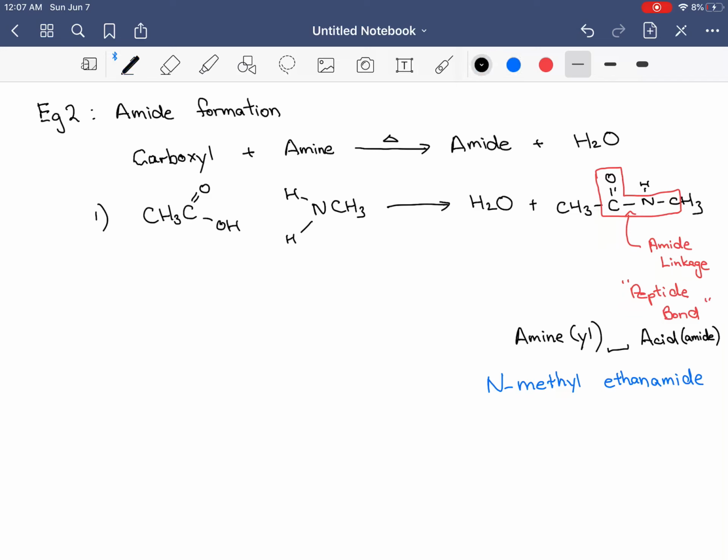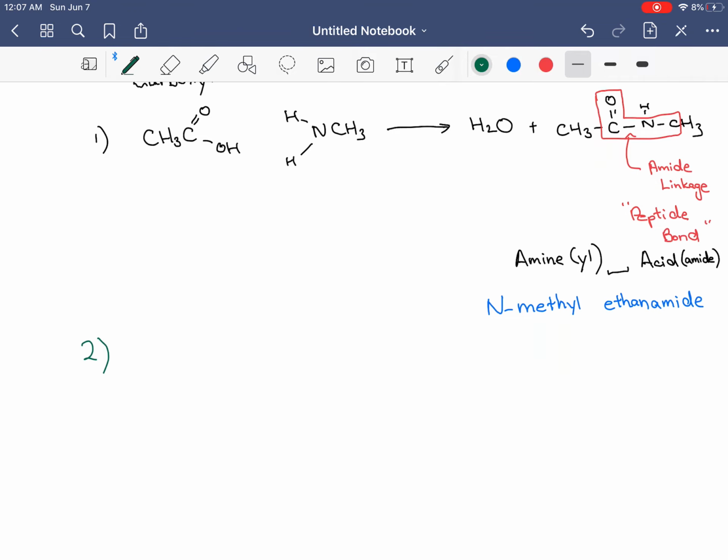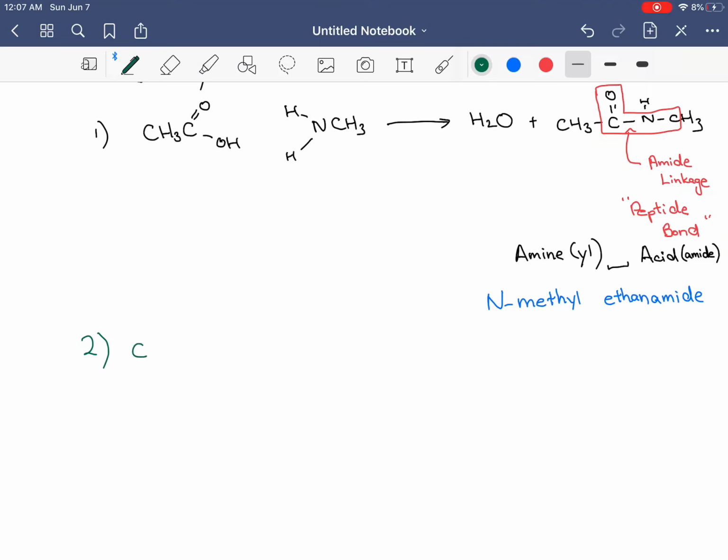Alright, I do hope that you understand how to put together amides. I'm going to give you another question right here. Let's put this under a different color. I didn't use green that much. Let's use green. So question number 2. I have right here propanoic acid. And I have right here ethylamine.